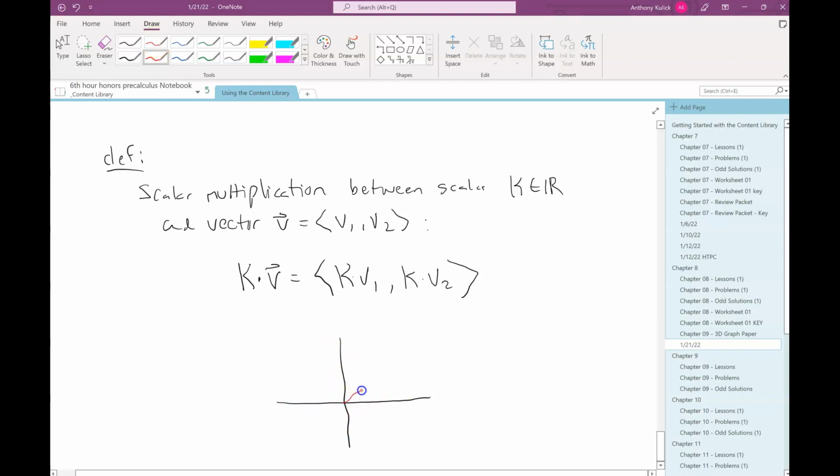So what does scalar multiplication look like graphically? If this is my vector v, if I wanted, say, 4v, that's what 4v looks like. Basically, 4 v's just stacked right on top of each other like that. Is that cool with you guys?